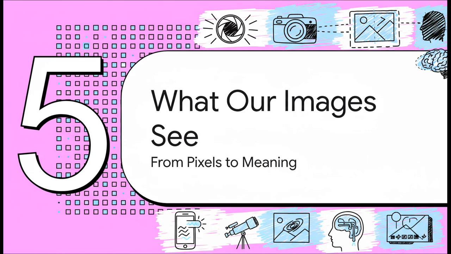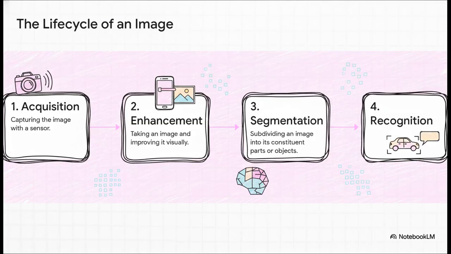So we've seen the what and the why. We've seen all these amazing applications. But how does a computer actually go from just a big grid of colored dots to something meaningful? Let's do a quick walkthrough of the typical life cycle of an image. Okay, so it usually happens in a few steps.